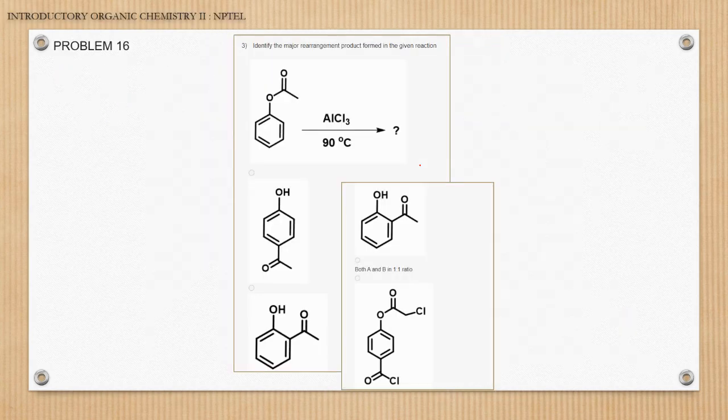So coming to the last problem of this session, that is problem number 16. Here you have to identify the major rearrangement product formed in the Fries reaction. So again you have to identify the product. So what is happening in the reaction? This particular species is going to react with aluminum chloride, that is a Lewis acid, at 90 degrees centigrade. So what will happen? Can anyone tell me? What do you think?